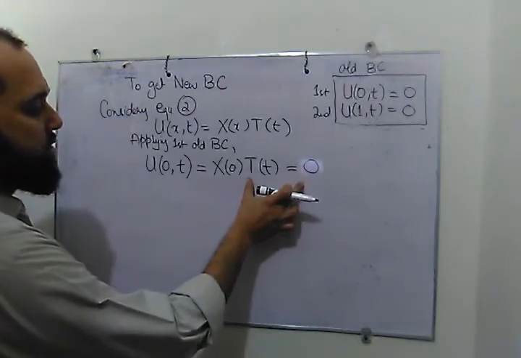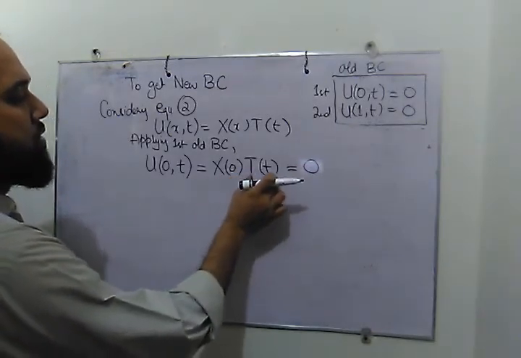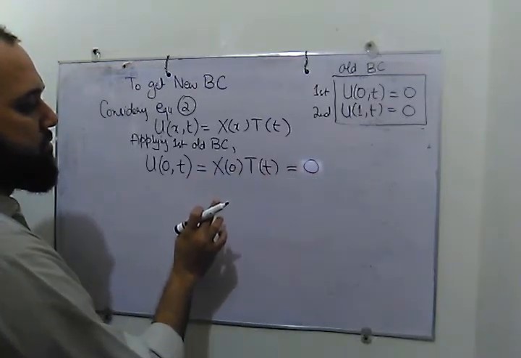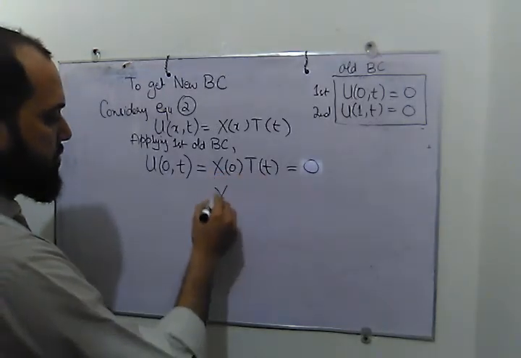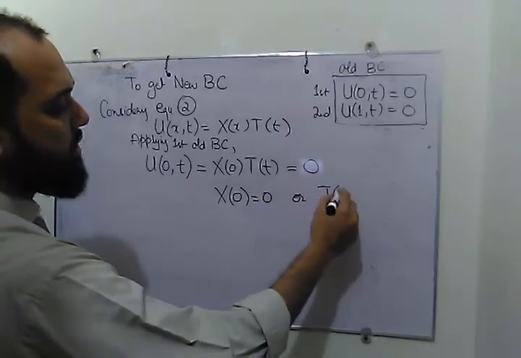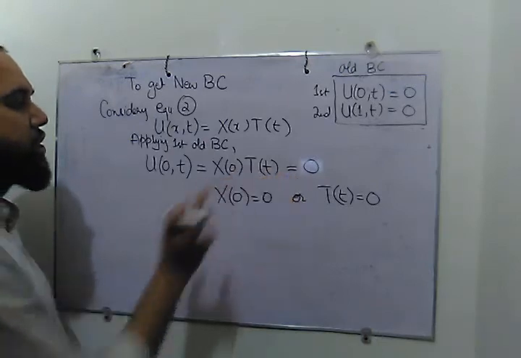Now we see the situation of this side. We see that the product of two variables is 0. So one must be 0, which means that either X(0) is equal to 0 or T of t is equal to 0. One member must be 0 in order to satisfy this condition.